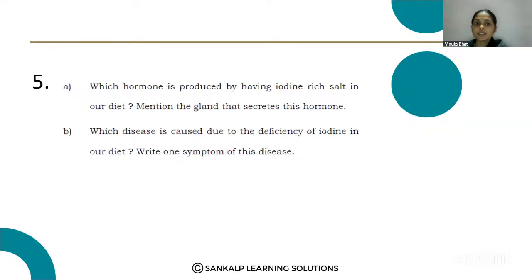Which hormone is produced by having iodine-rich salt in the diet? That is thyroxine. Mention the gland that secretes this hormone, that is the thyroid gland. Which disease is caused due to the deficiency of iodine in our diet? That is goiter, and write the symptom of this disease.